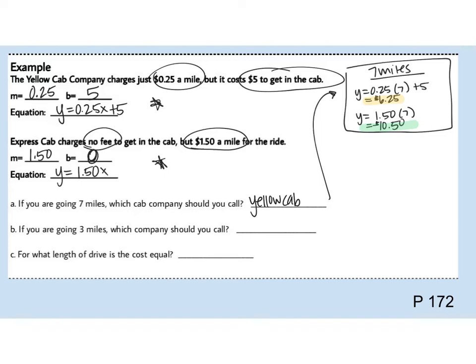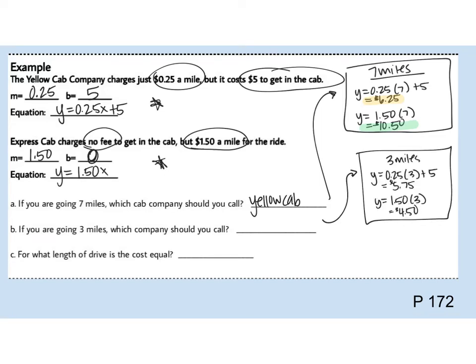Now, if I'm only going to be going 3 miles, let's do that one over here. Then it's going to flip-flop which one I choose, because since I'm going such a short distance, that $5 upfront fee has made Yellow Cab more expensive. But since I don't have a fee upfront and I'm going such a short distance, then the Express Cab is only going to be $4.50. So I would choose to ride in Express.